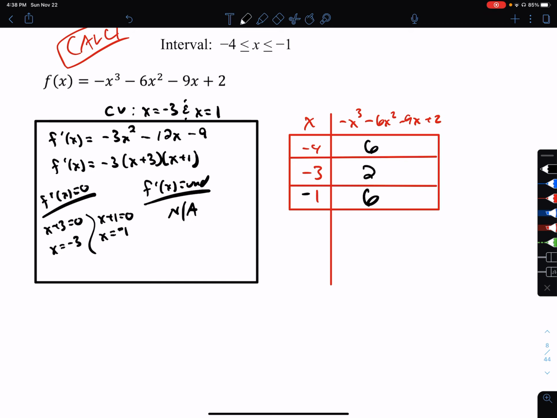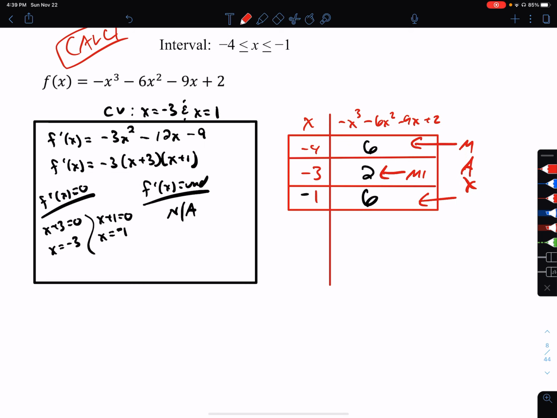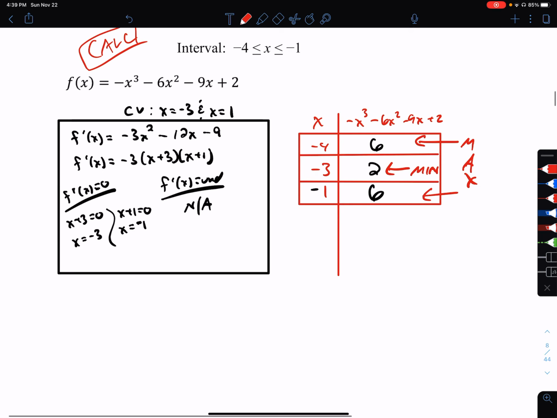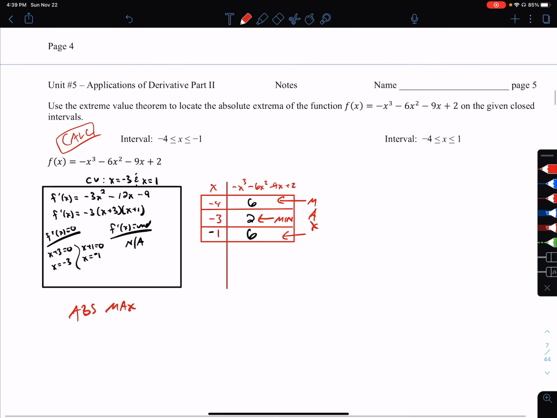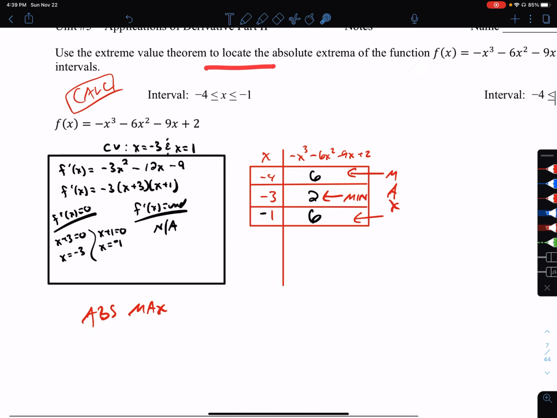So this is real easy at this point. This one and this one have to be the max because that's the biggest y value. This one here has to be the min. It's the smallest y value. So to answer the question, the absolute maximum, the directions said to locate the absolute extrema. Technically, to locate them are x values.